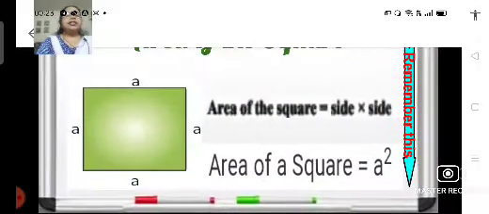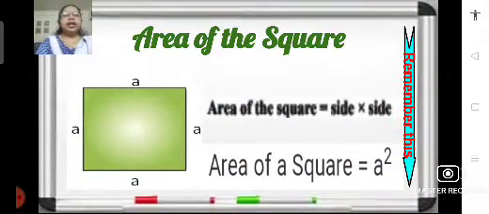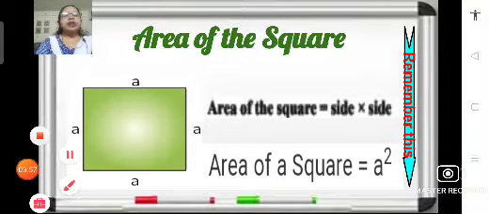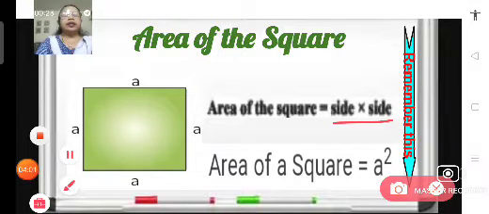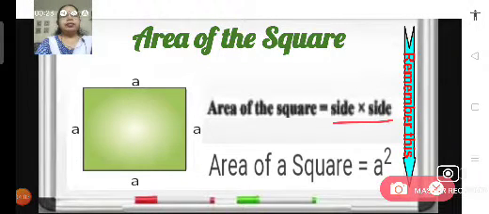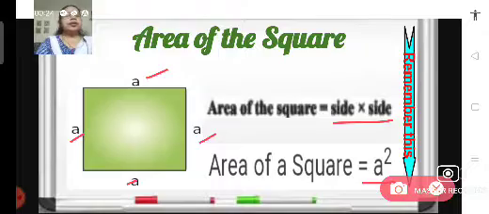Now let's find the area of square by using formulas. Area of a square is side multiplied by side. If we have a square with each side as A, then area of square will be A square or A square unit.